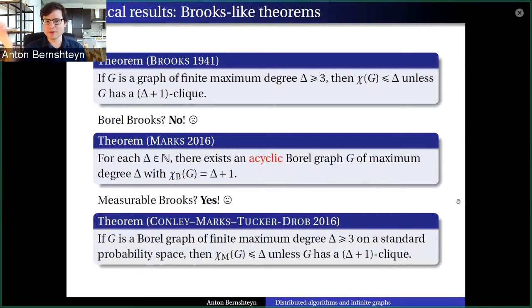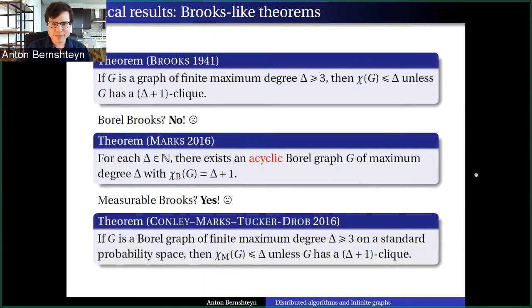Okay, so these are some typical instances of the sort of thing you want to prove. Brooks' theorem is a theorem of combinatorics, and then you try to understand whether you can prove something similar with the word Borel or the word measurable thrown in for these infinite graphs. Okay, are there any questions at this point?